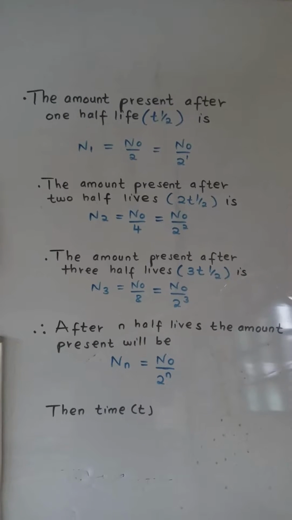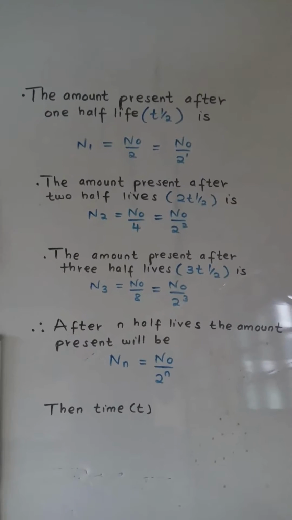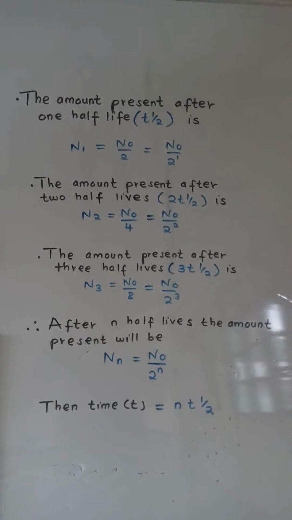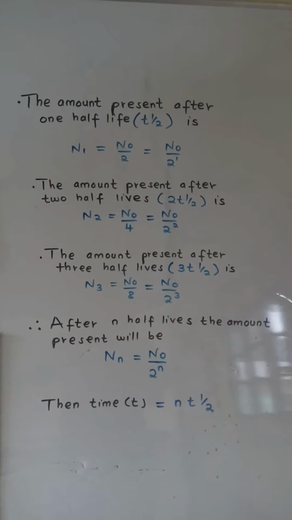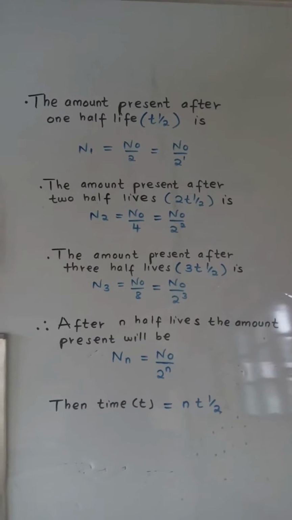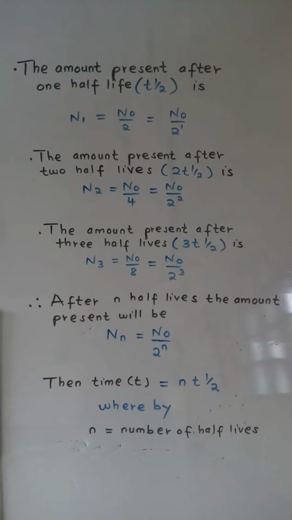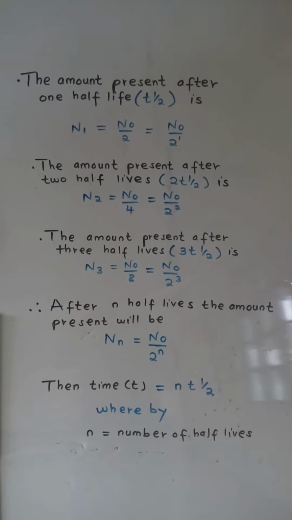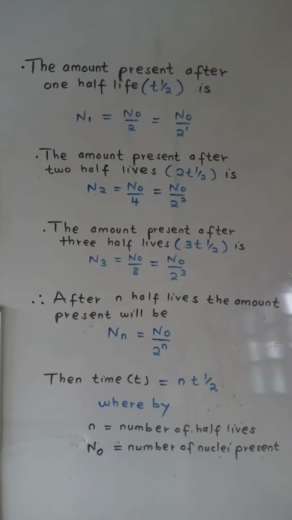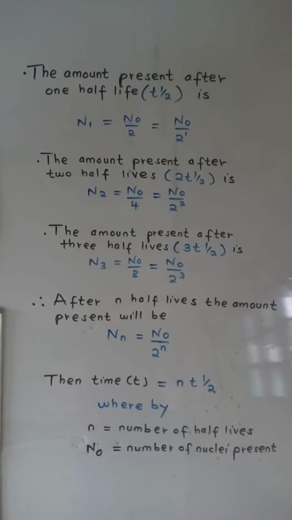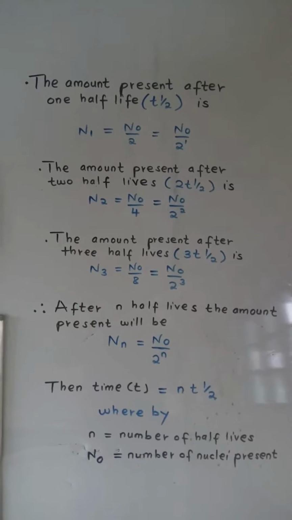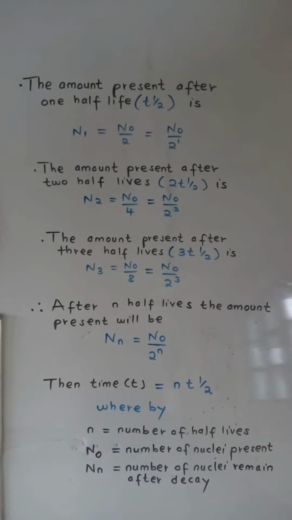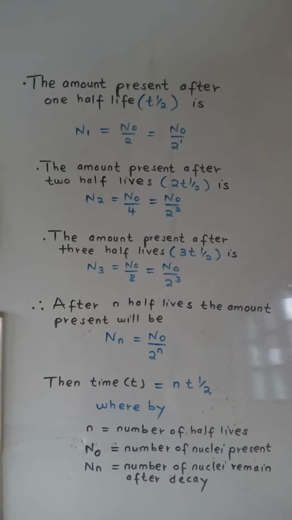Then the time required for the nuclei to disintegrate is equal to the number of half-lives times the half-life, whereby n is equal to the number of half-lives. N naught is equal to the number of the nuclei present. N is equal to the number of the nuclei remaining after decay.